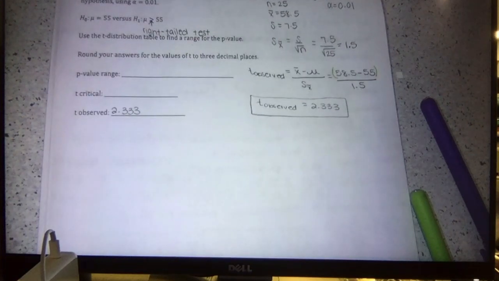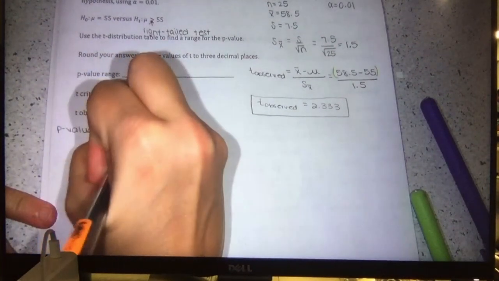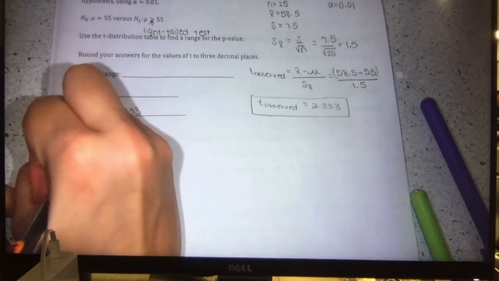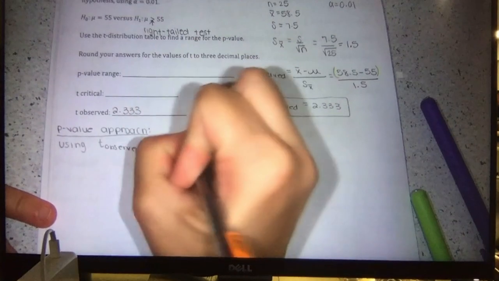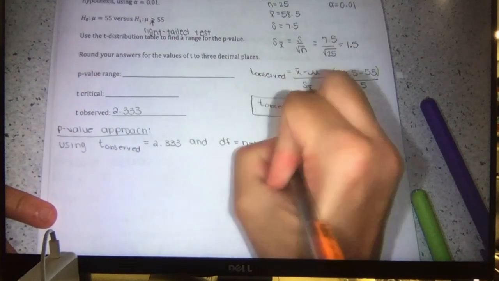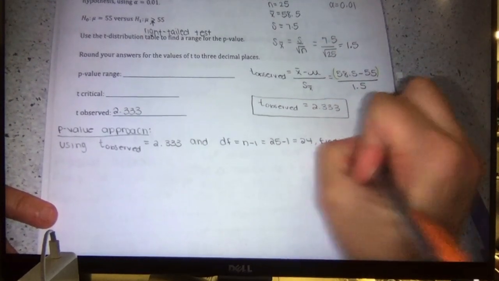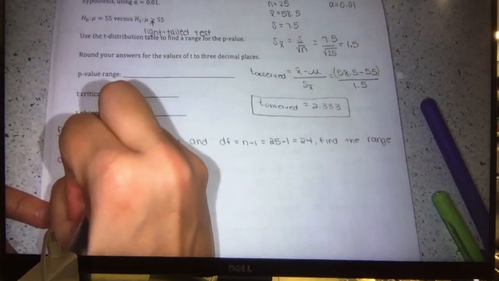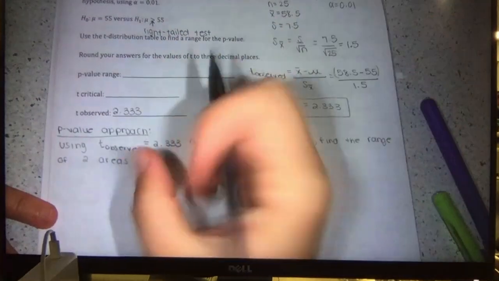Using our p-value approach, so using t observed, which is 2.333, and our degrees of freedom, which is n minus 1, which is 25 minus 1, which is 24. We are going to find the range of two areas that contain our t observed.